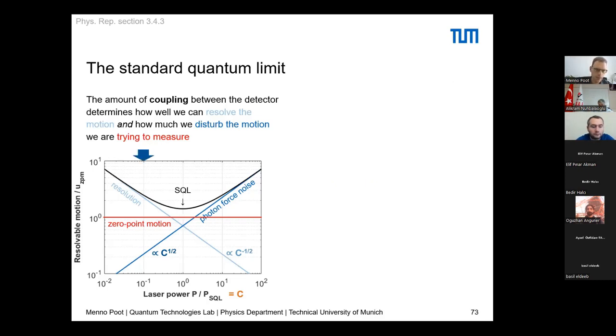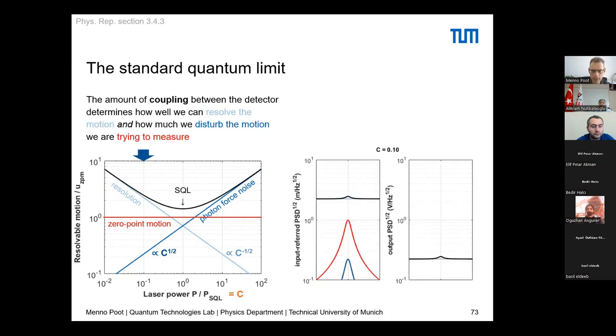So for example, if we are here at the position of this arrow, that is C is equal to 0.1, meaning the laser power is only 10% of the laser power that we need to reach the standard quantum limit. Then in this case, we can look at what comes out of our detector. So those are here shown as the two graphs. And in this case, this is the value for C that we have here. And then here we are looking at the output power spectral density coming out of the detector.